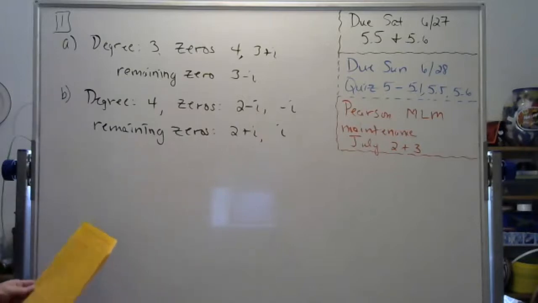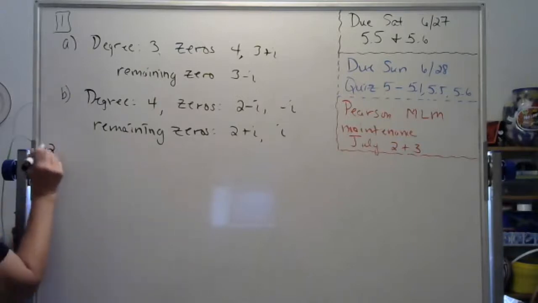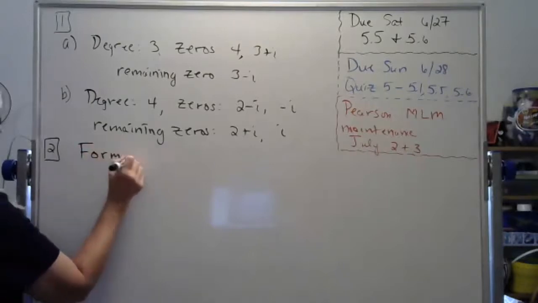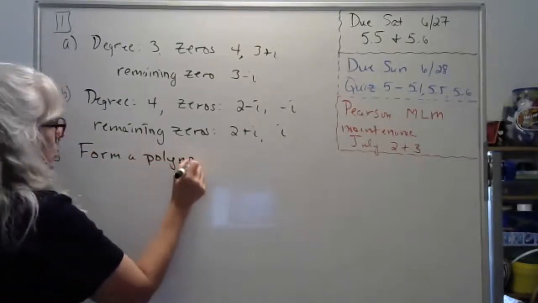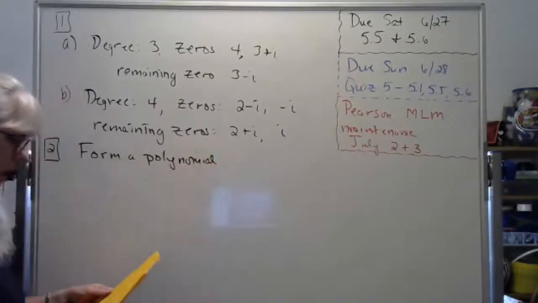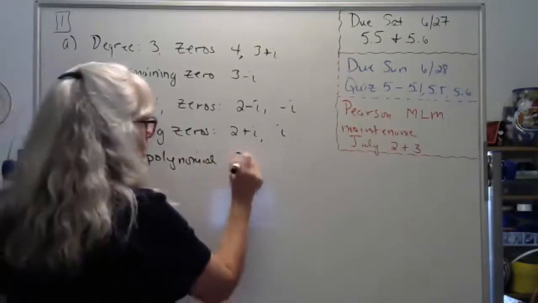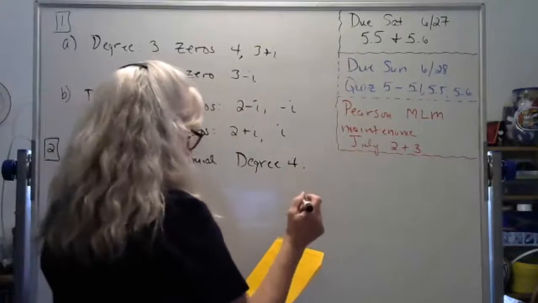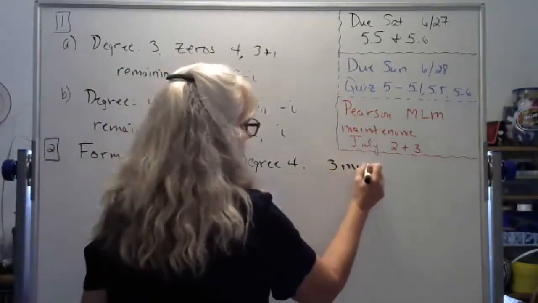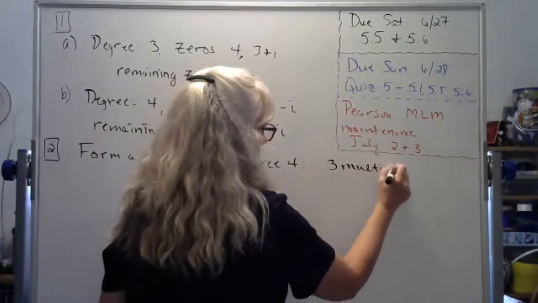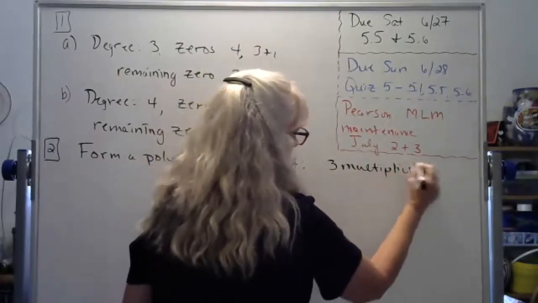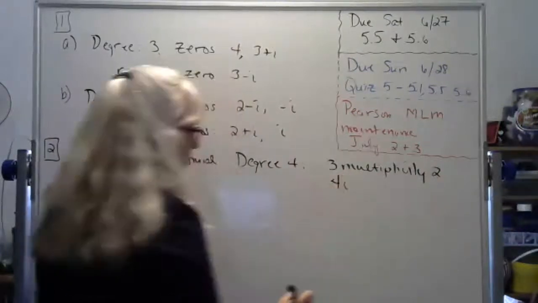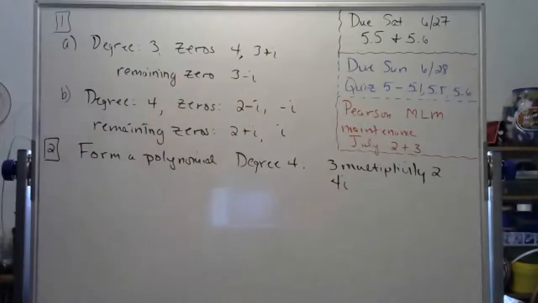Okay. Makes sense? Okay, example 2, a little more complicated, asks us to form a polynomial. So they actually want me to come up with a polynomial function with real coefficients, it's degree 4. And as the zeros, we have 3 with a multiplicity of 2. And then the other zero that they're giving me is 4i. Okay, let's walk our way through that one.